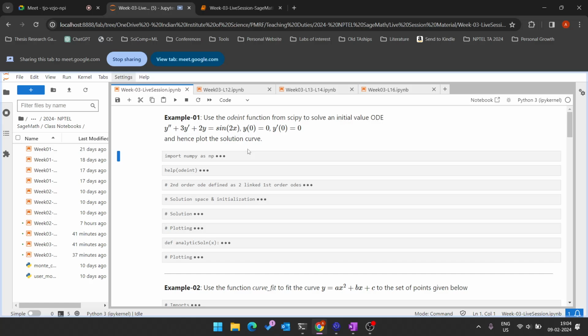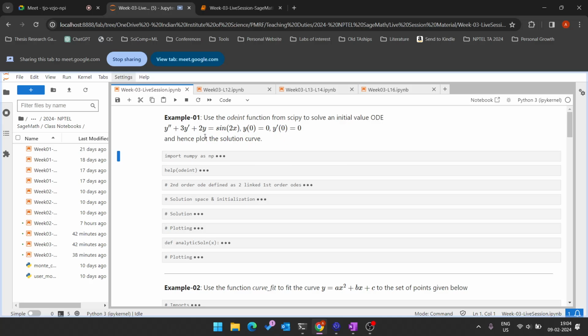So, let us begin. The first example asks us to use the odeint module or function from the SciPy library to solve an initial value ODE. The ODE that we are given is y double dash plus 3y dash plus 2y equal sine of 2x, with the initial conditions y of 0 being 0 and y dash of 0 being 0. Once we solve this, we are also asked to plot the solution curve.